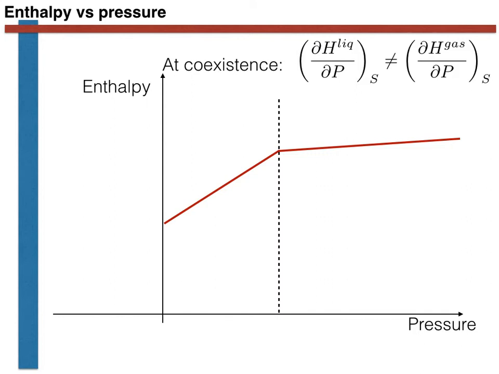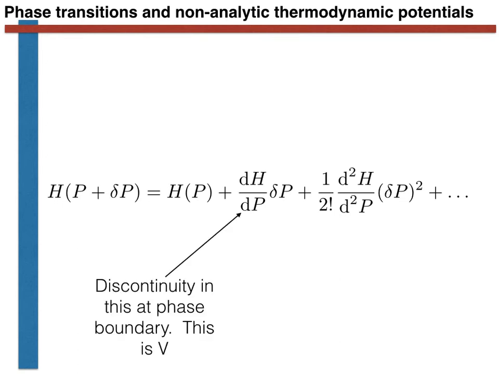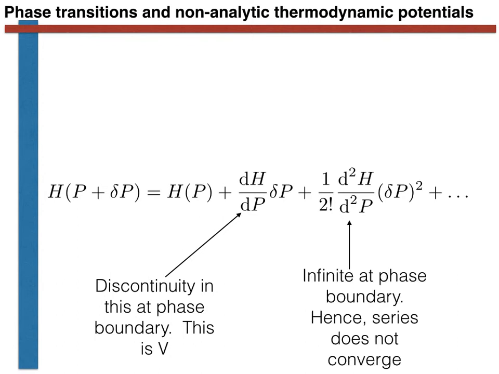This neatly brings us back to analytic functions, which I told you were functions that could be expanded as a Taylor series. Obviously, if there is a phase transition, the enthalpy is not analytic, because as we have seen, at phase boundaries, the partial derivatives will be discontinuous. This implies that higher derivatives will be infinite and that the Taylor series will thus not converge.